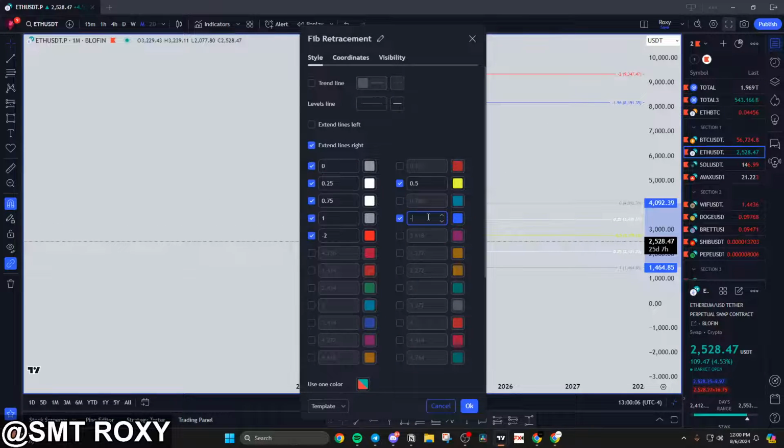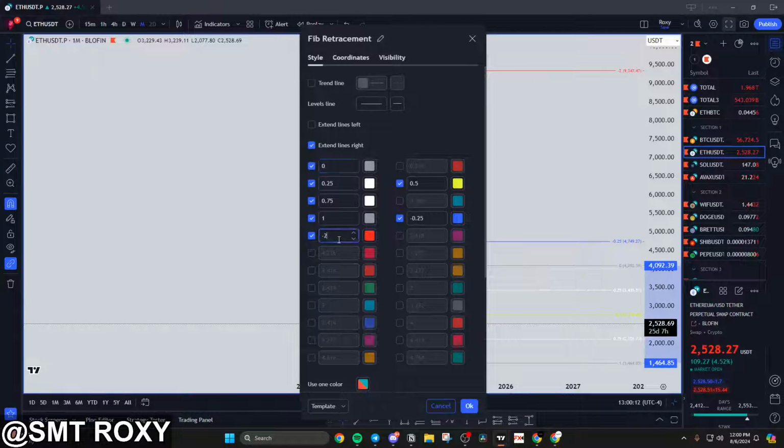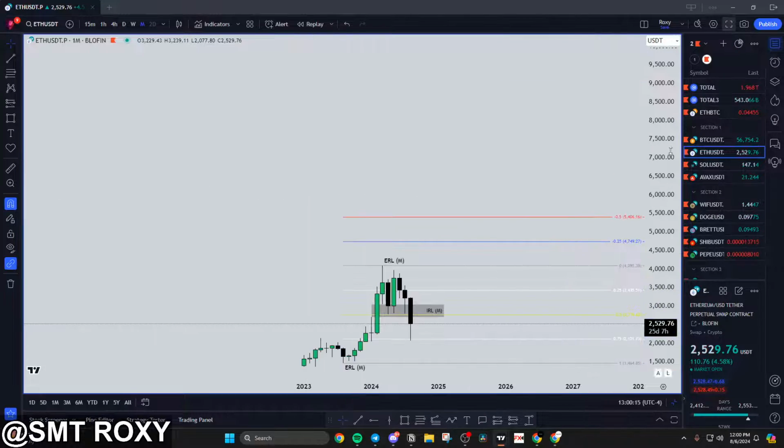So there's different ways you can use to target different approaches. Some people use like 0.25, 0.5, 0.2. So it really just depends on what works for you. You need to backtest and see what works for you.